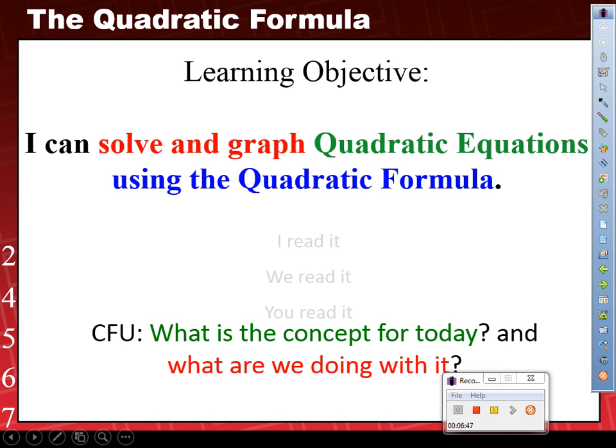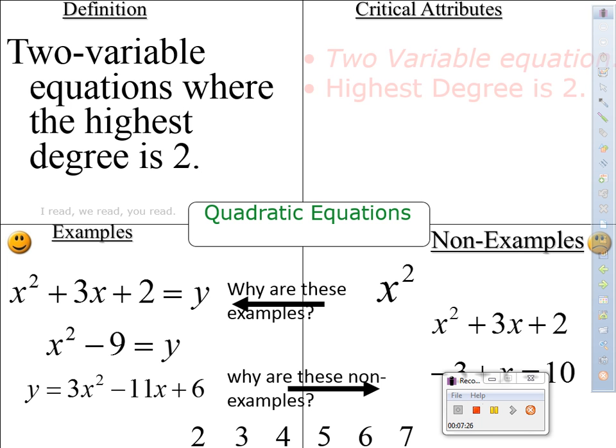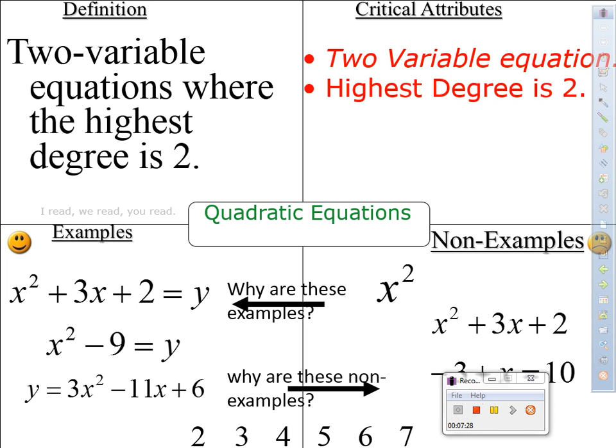We don't need a Frayer model, because we already know what quadratic equations are. We do need steps. It's only 6 steps. Copy these steps. Only 6. Number 1, set the quadratic equation in standard form. Step 2, identify A, B, and C. Step 3, write the quadratic formula and substitute. Step 4, solve. Step 5, graph. Step 6, check. Okay?